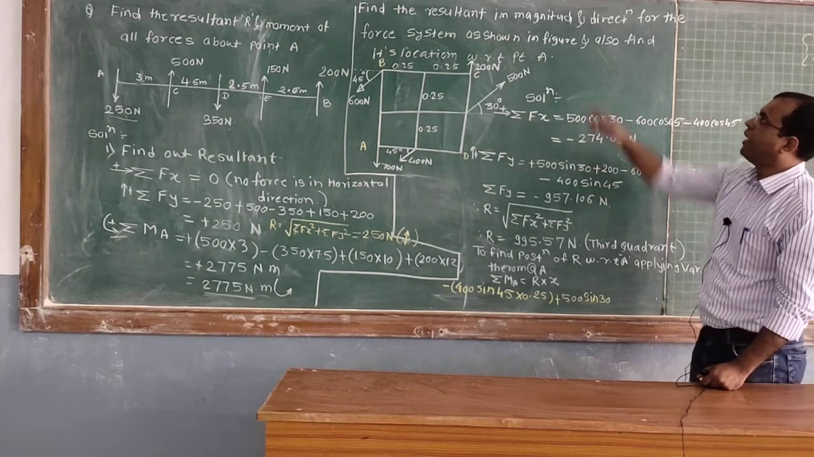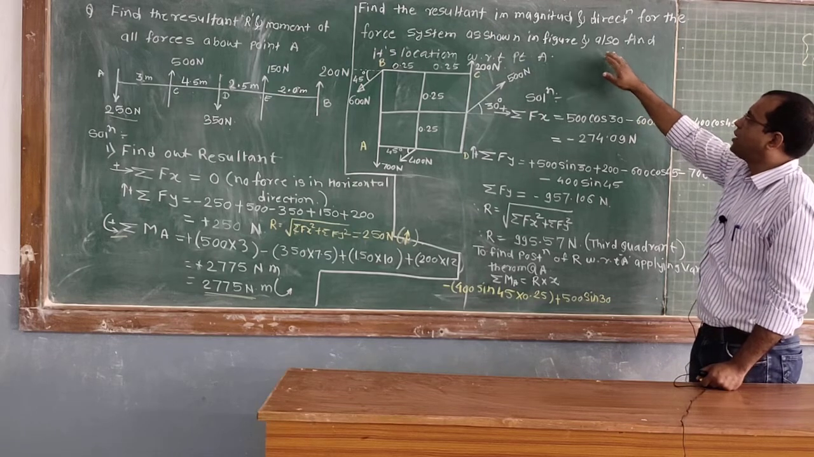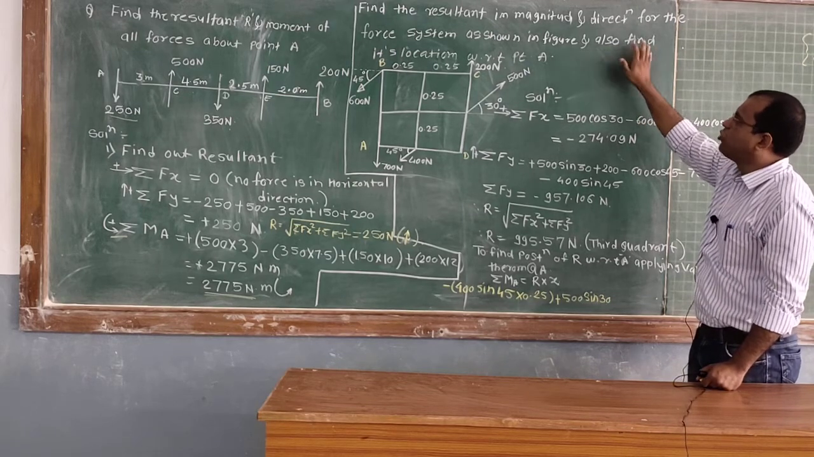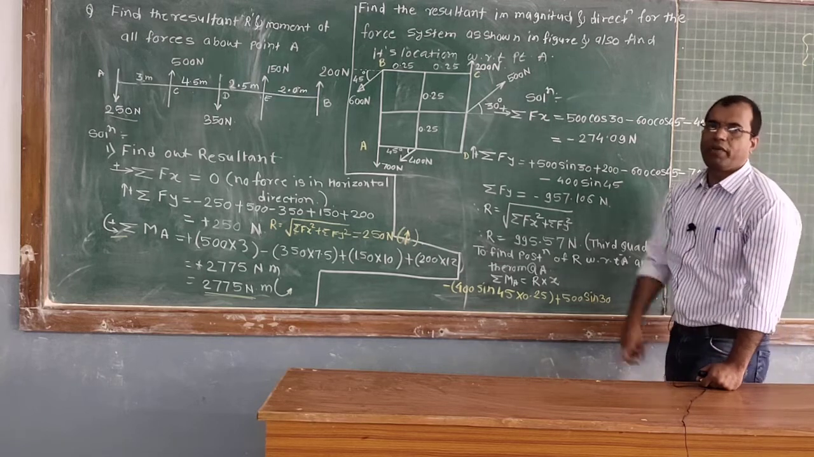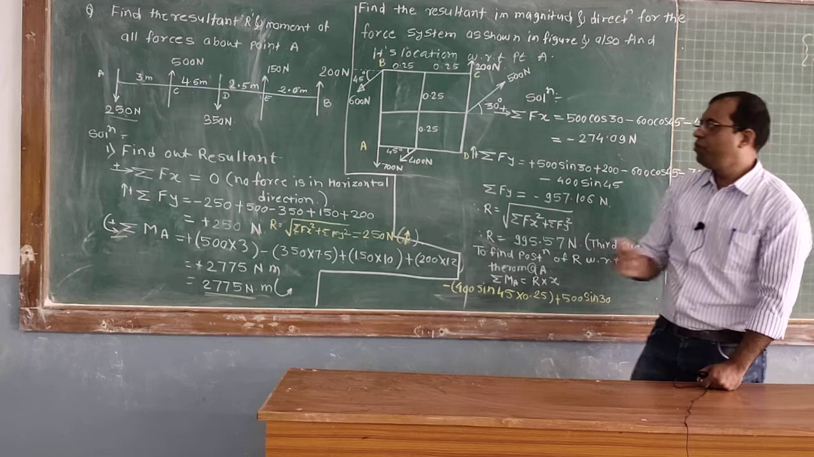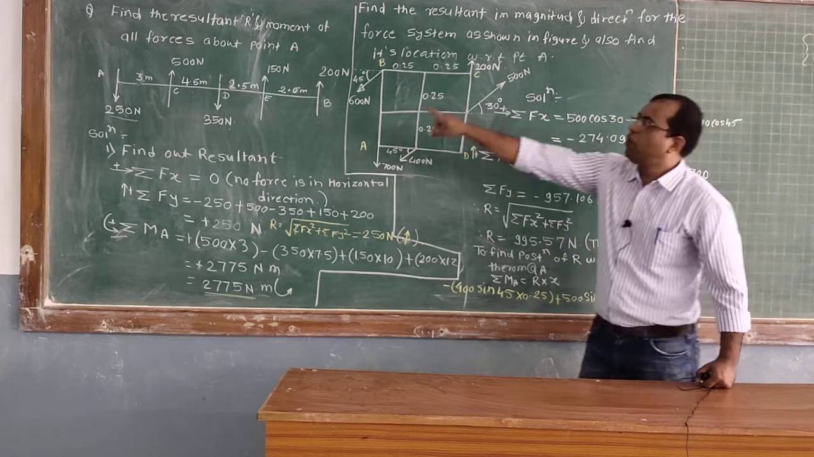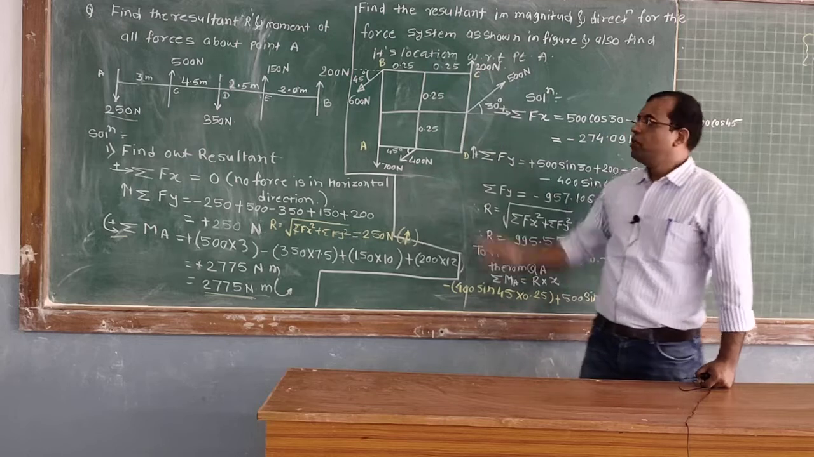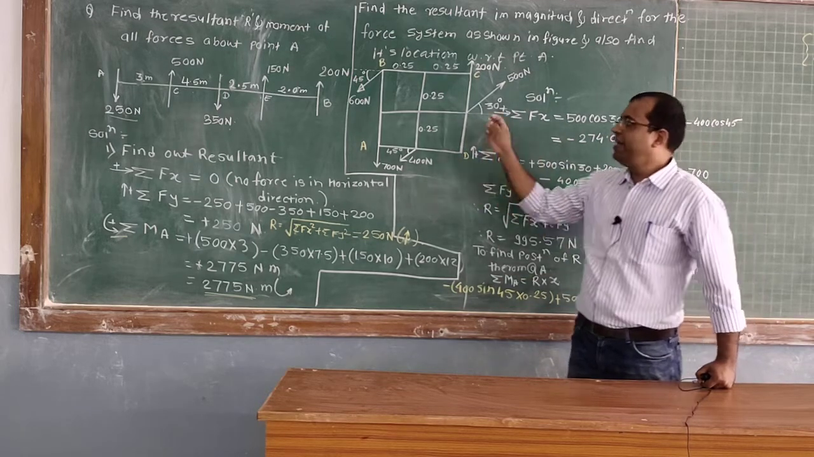It mentioned that find the resultant in magnitude and direction for the system of forces as shown in figure, and also find its location with respect to point A. They have asked you to find out the resultant of the system of forces and its location with respect to point A, where it will be at. In the first problem, they have asked you just moment. So in this problem, they have asked you to find out the resultant and its location.